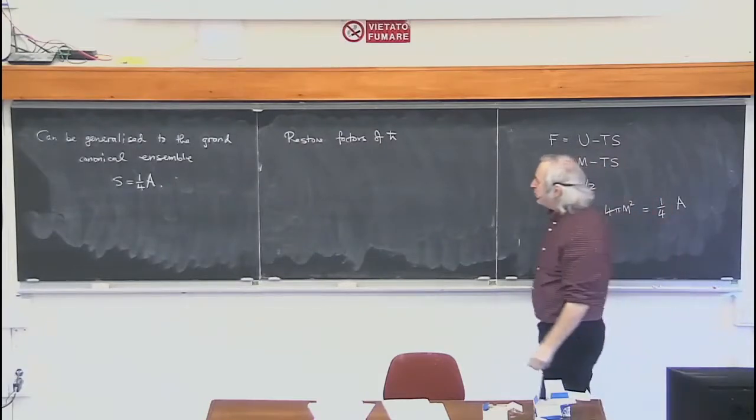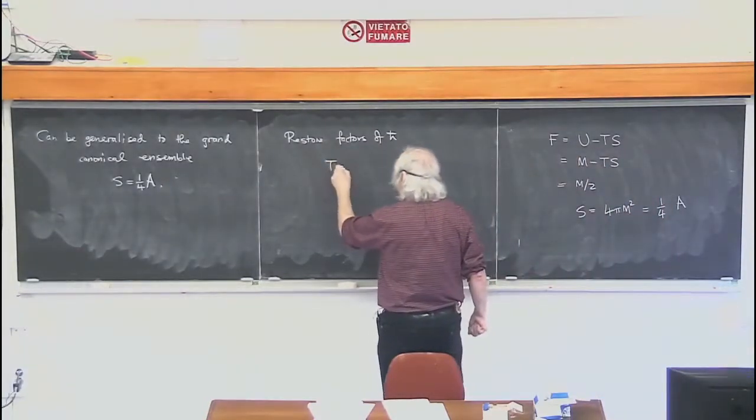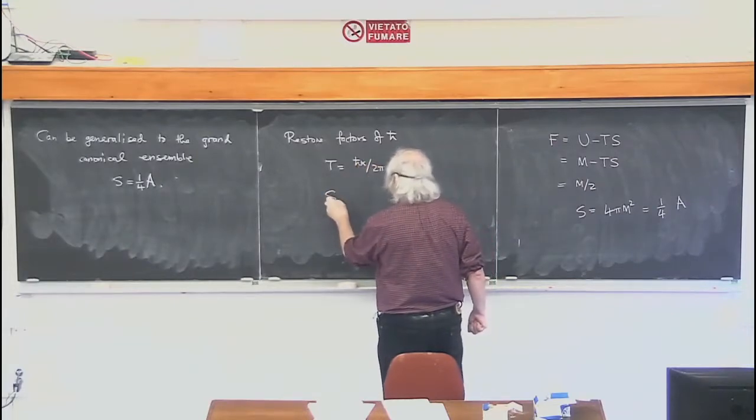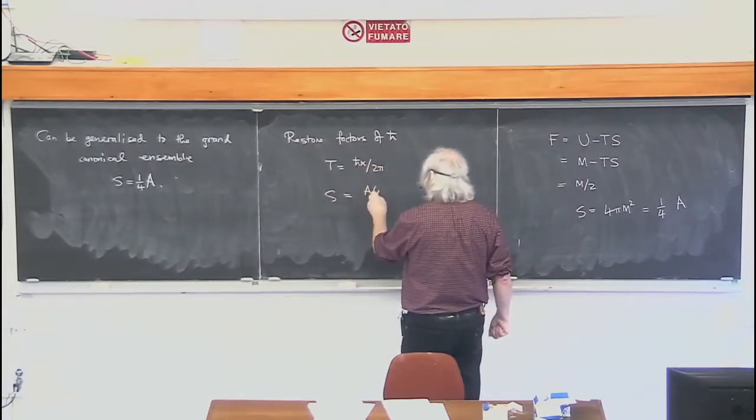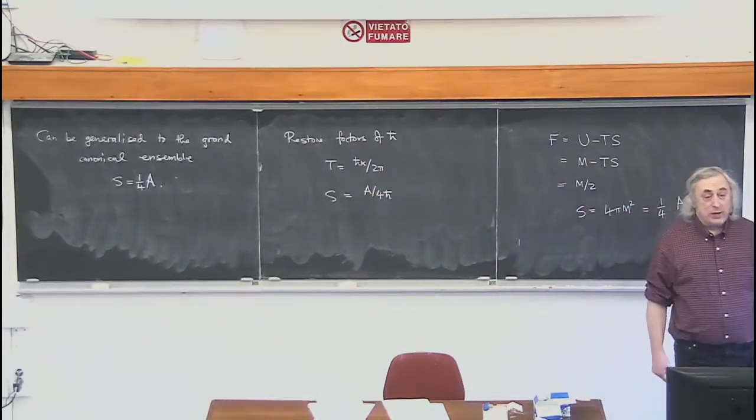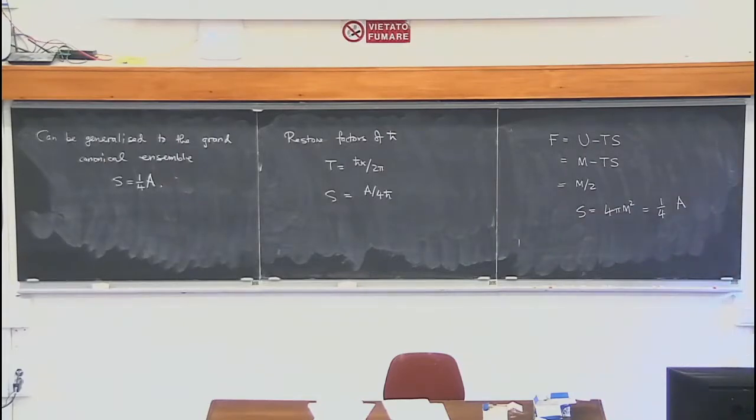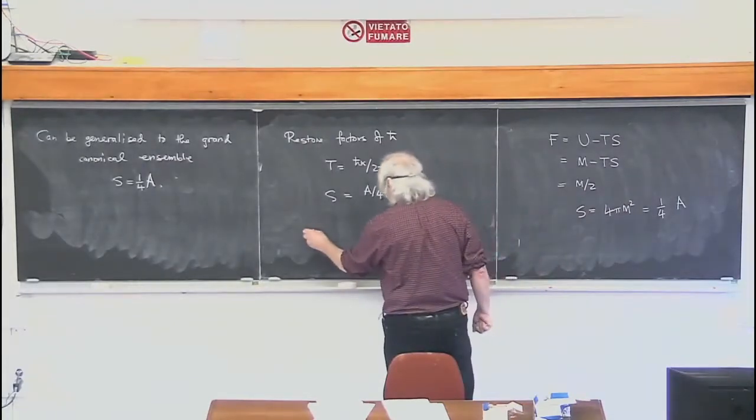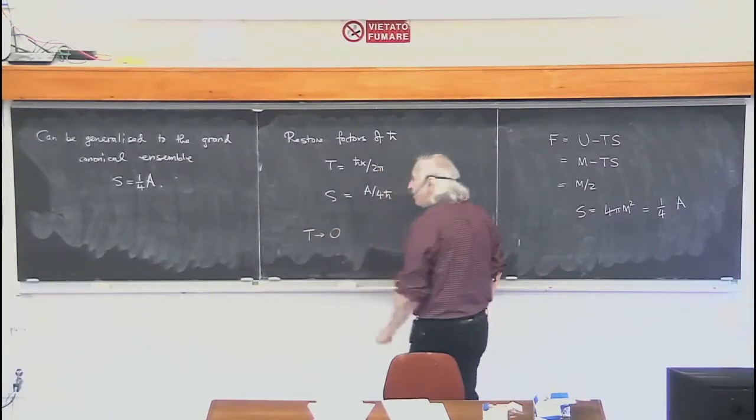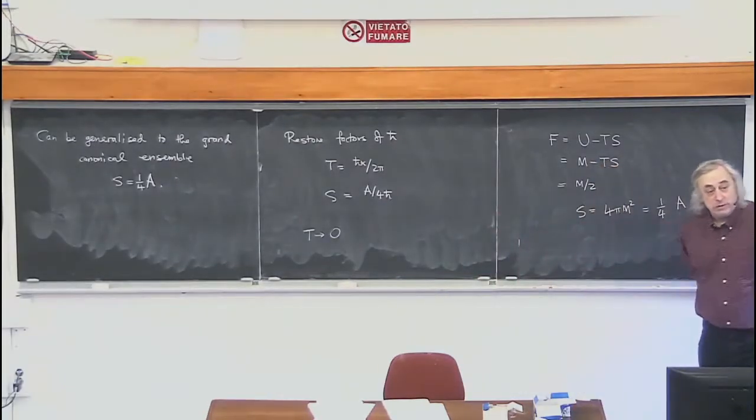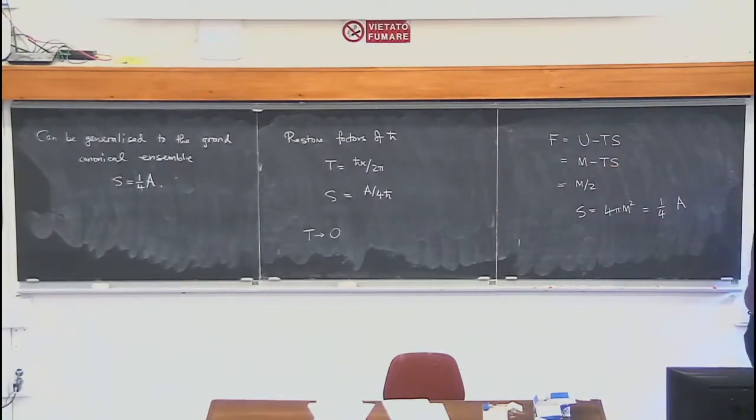Firstly, if you look at the temperature, you will discover it is h bar kappa over 2 pi. If you look at the entropy, it is A over 4 h bar. In a classical world, h bar goes to 0. So what you would say classically is that T would go to 0. That corresponds to the way in which you think about black holes as universal absorbers that emit nothing. T is equal to 0.